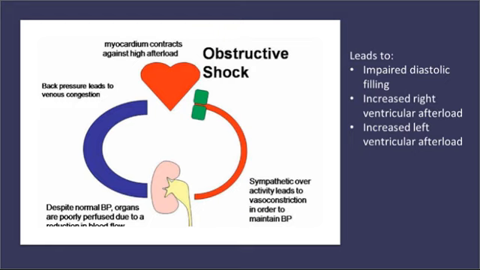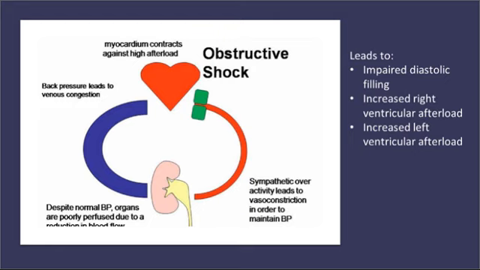This was a good little picture I found of obstructive shock. Leads to impaired diastolic filling, increased right ventricular afterload, increased left ventricular afterload. This shows as a decreased cardiac output and blood pressure. So if it doesn't fill, impaired diastolic filling, so when the ventricles are relaxed and they should be filling, it's impaired because there's an obstruction of the volume coming in.